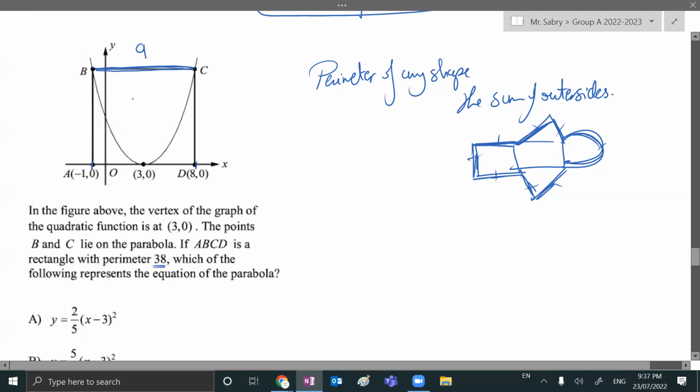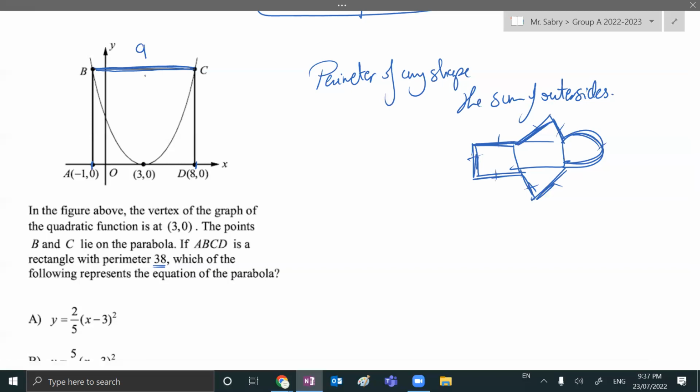How is that I used some substitution here and it didn't work? What do you mean you used substitution? You used which point and didn't work, MJ? Which point you substituted with into the equation? The 3 and 0 or negative 1 and 0 or 8 and 0? Which one?